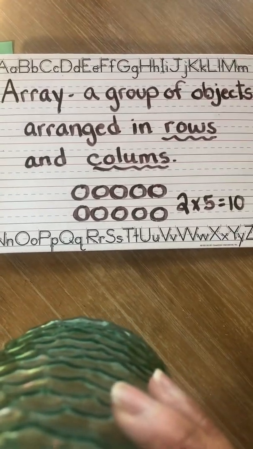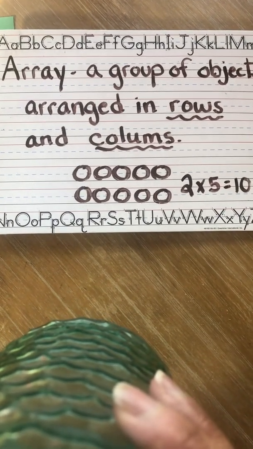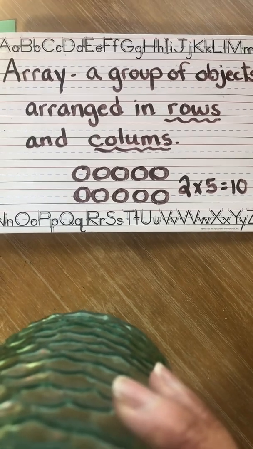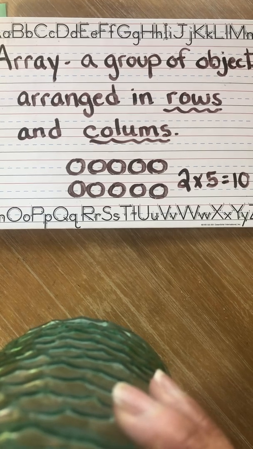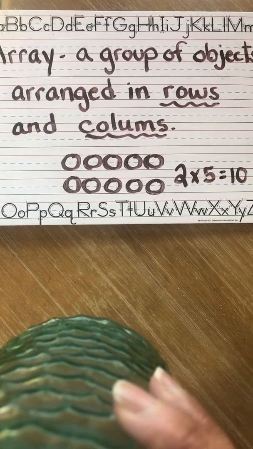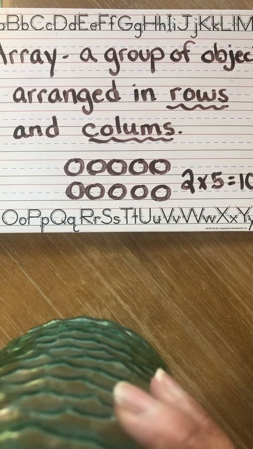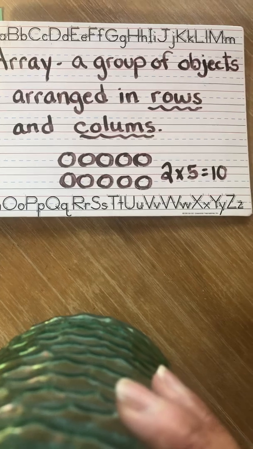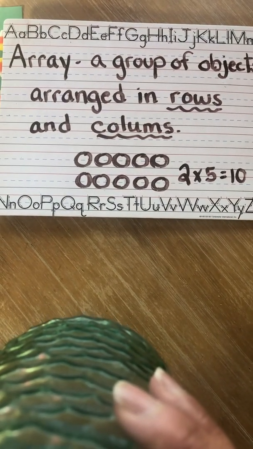We know an array is a group of objects arranged in rows and in columns, and that's how we create them. I made one at the bottom, very simple. I put 2 rows and I put 5 in each row. And I made the multiplication equation. 2 times 5 equals 10. So there's your array, a group of objects that you can arrange in rows and in columns.